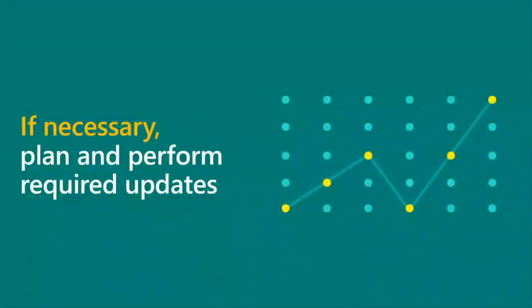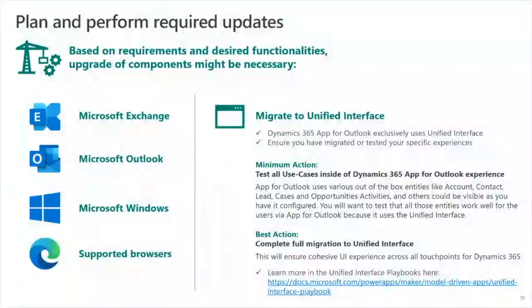Now, if necessary, plan and perform required updates. That applies to Microsoft Exchange, Outlook, Windows, and the browser you're using. And also, what's important to do is to at least make sure that your forms that are displayed in the app for Outlook render well in the unified interface. So this is the minimum action that you need to do: test all use cases inside the Dynamics 365 app for Outlook experience to make sure that whenever you open a record in the app for Outlook, it renders well, because it's been reviewed in unified interface.